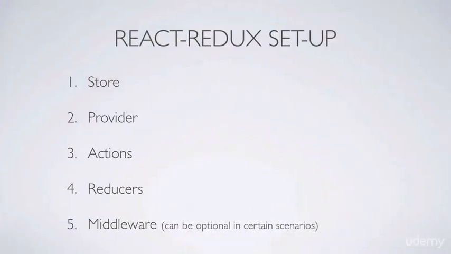A React-Redux application is made of 5 elements: one store, a provider, actions or action creators, reducers, and middlewares. I will show you the workflow of a React-Redux application, but don't worry if it looks complicated to you. When you start coding it, it will look much simpler.